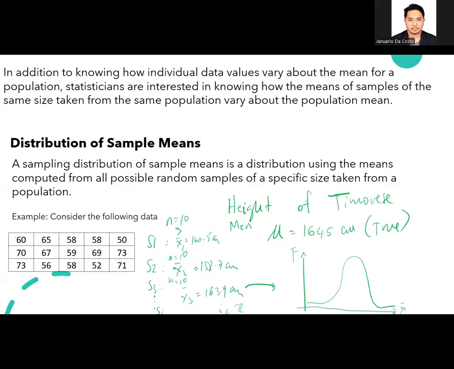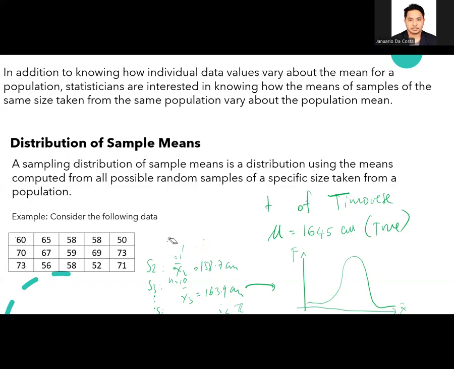Do you understand? Any questions so far about the basic idea? I'm just explaining the fundamental idea of the central limit theorem. Understand? Any questions so far? None so far, teacher. Okay, good.